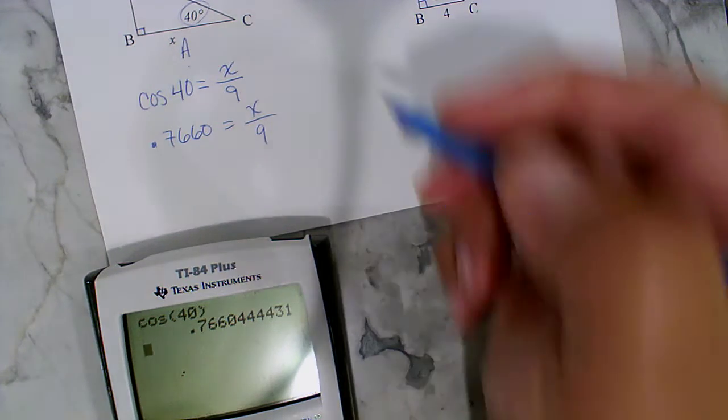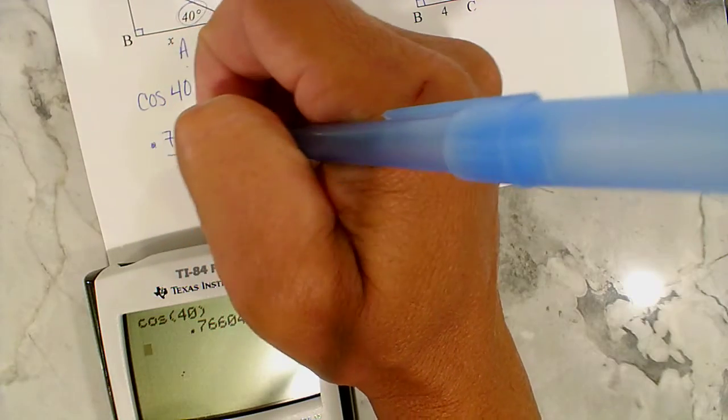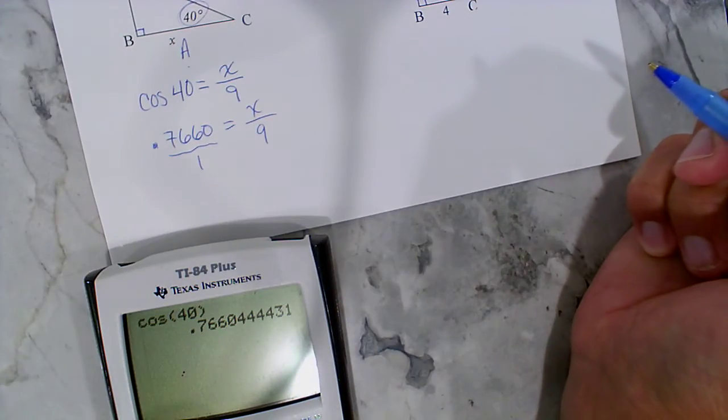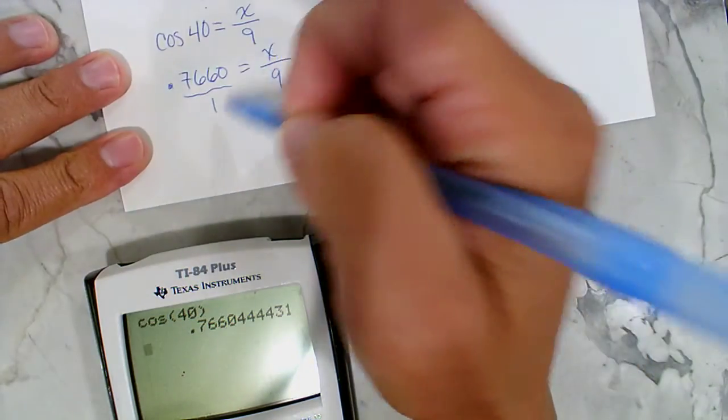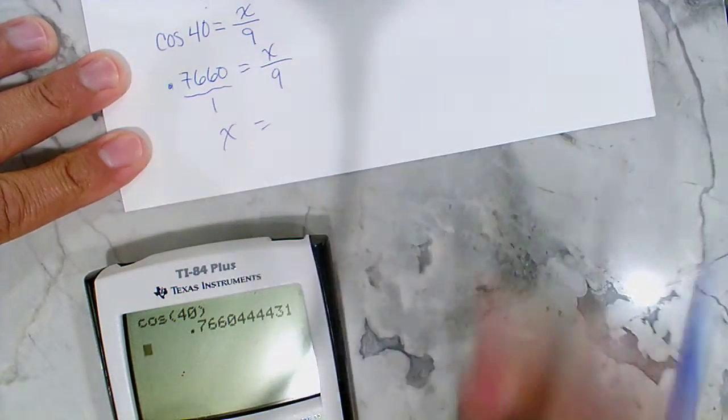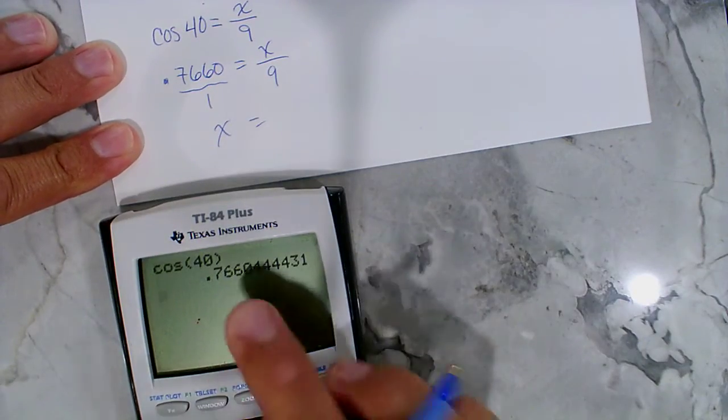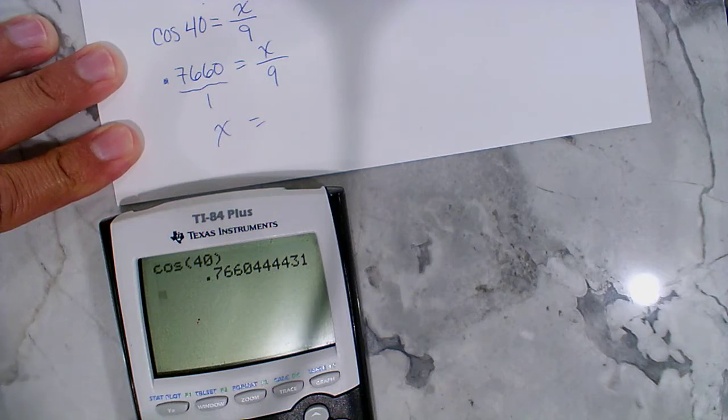So what do I do now? Well, I think the easiest way to do it is just throw it over 1 and cross multiply. X times 1, of course, is x. I go back to my calculator. I could even use this whole decimal here and just hit times 9.